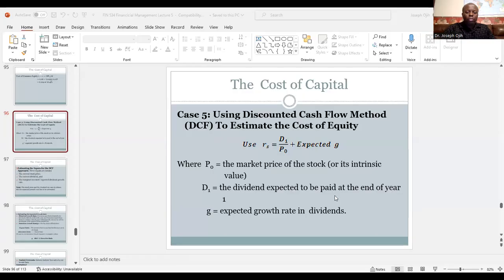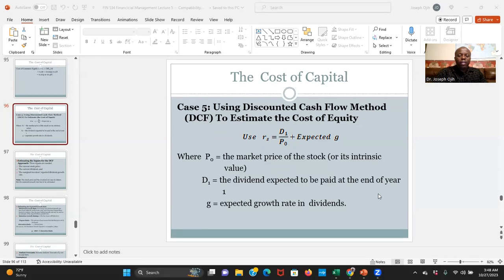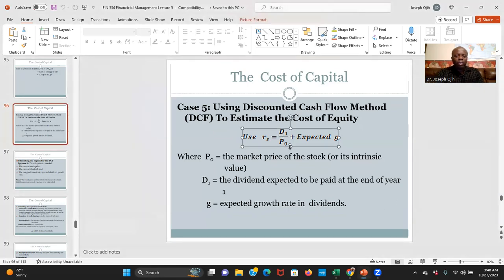Tonight, the topic of our lecture is how to use the discounted cash flow method to estimate the cost of common equity. Before I begin, I want to make sure that you can see my screen very clearly, and then let's start. Again, the topic is to show you how to use the discounted cash flow method to estimate the cost of common equity. The formula to use, you can see it on the screen here.